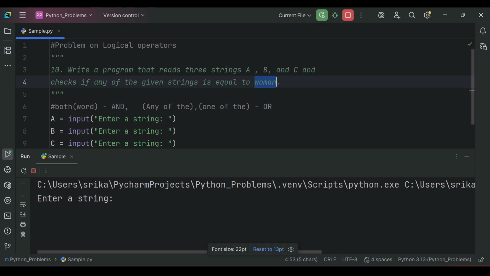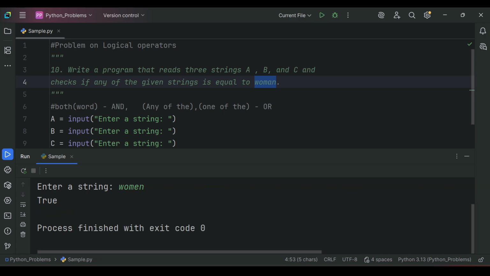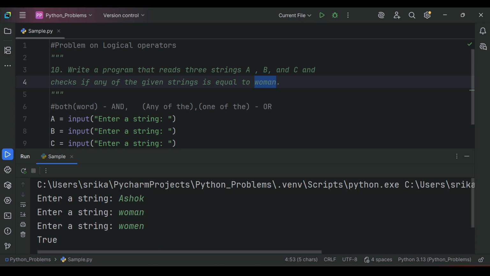Now here I am giving A is equal to Ashok, and B is equal to woman, and C is equal to woman. Now see, the condition is true. Why? Because here one string we gave is woman, that's why the condition becomes true.